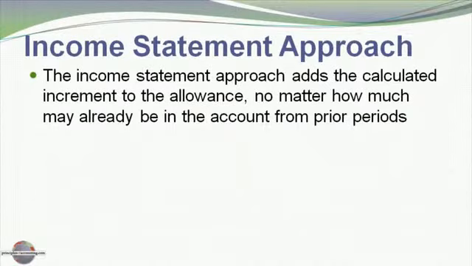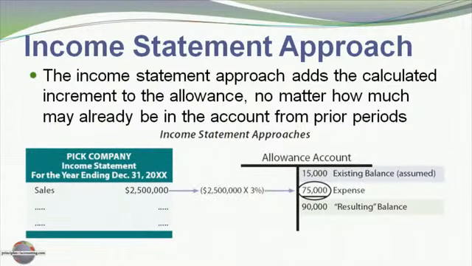The income statement approach adds the calculated increment to the allowance, no matter how much may already be in the account from prior periods. And here to illustrate that, Pick company had sales of $2,500,000. That tells us that we need to add $75,000 to our allowance account. We'll debit expense. We'll credit the allowance account. If we had $15,000, and I'm assuming that was the previous balance, the additional sales produced an additional $75,000 to the allowance account, giving us a resulting balance of $90,000.